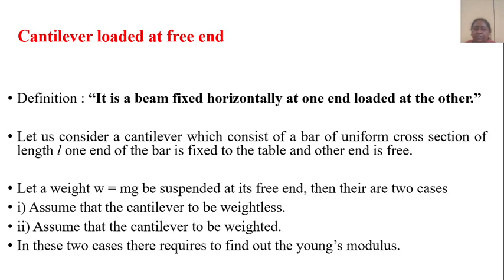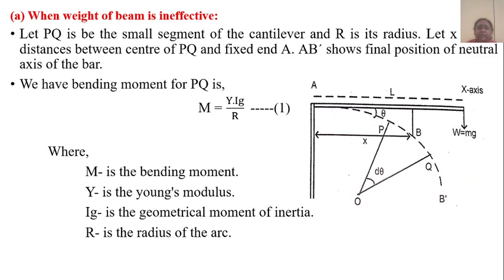Then there are two cases. First, assume the cantilever to be weightless. And the second case is the cantilever to be weighted. In these two cases, we are required to find the Young modulus. Now see, let PQ be a small segment of the cantilever and R its radius. See in the figure, let x be the distance of the center of PQ.